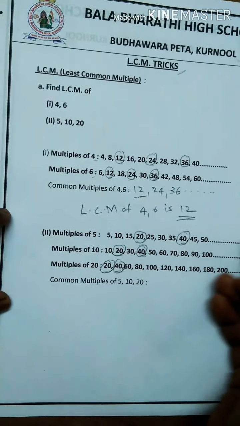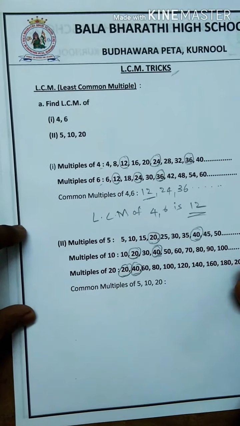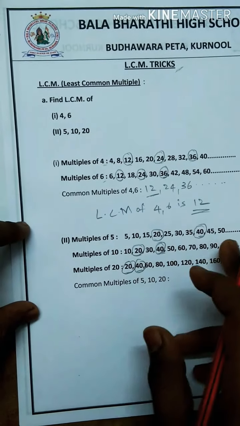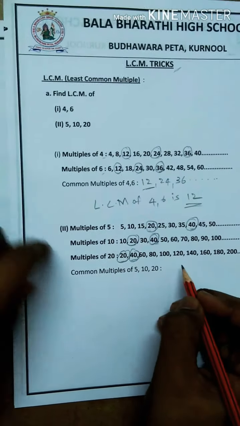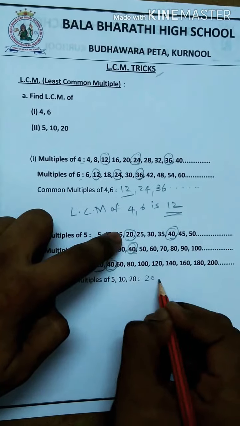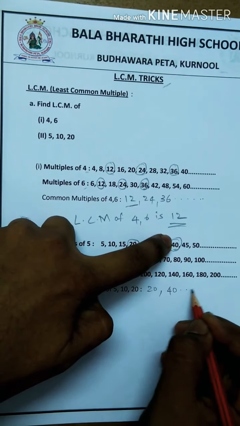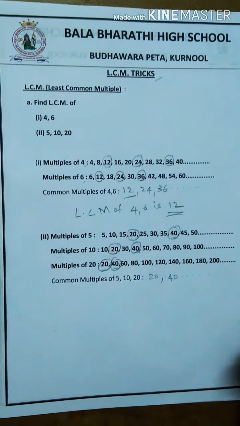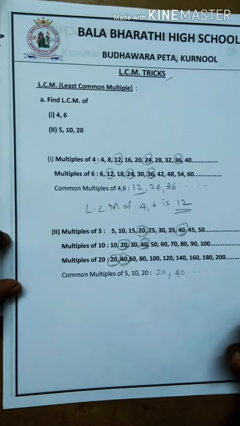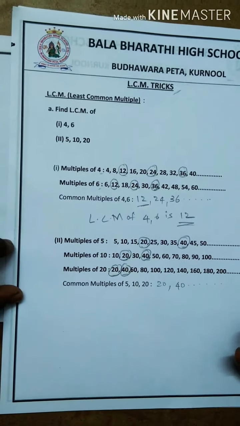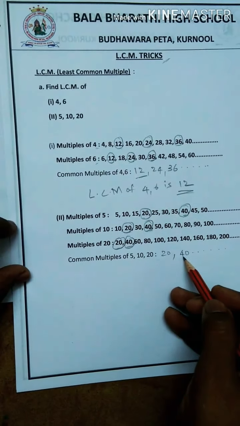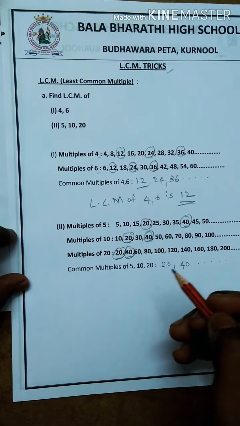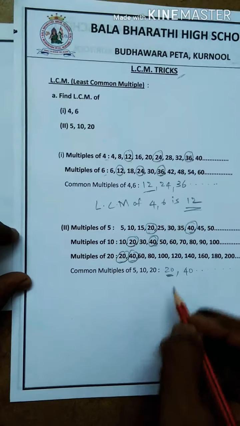So we'll get still so many common multiples, but here I am taking only these two common multiples. Now write down the common multiples of 5, 10, 20 here. That is 20, 40, so on. Here we will get still some common multiples which I am not writing here. That is why I have written so on. Now out of this 20 and 40, which is the least or lowest common multiple? 20.